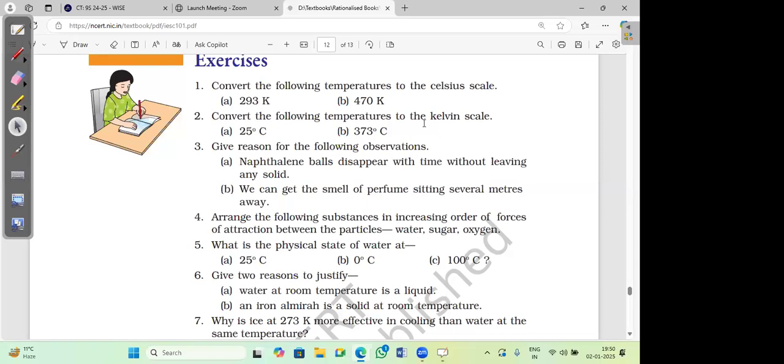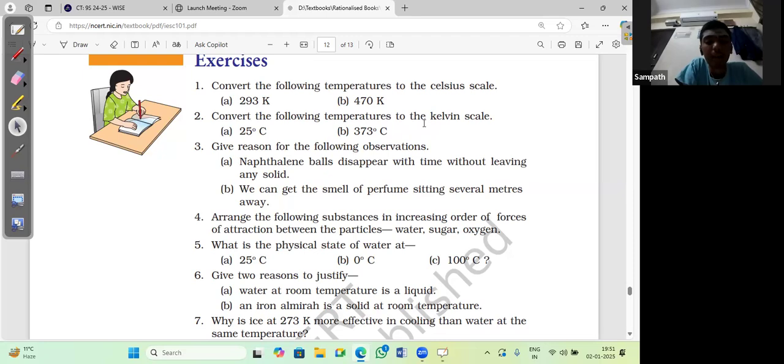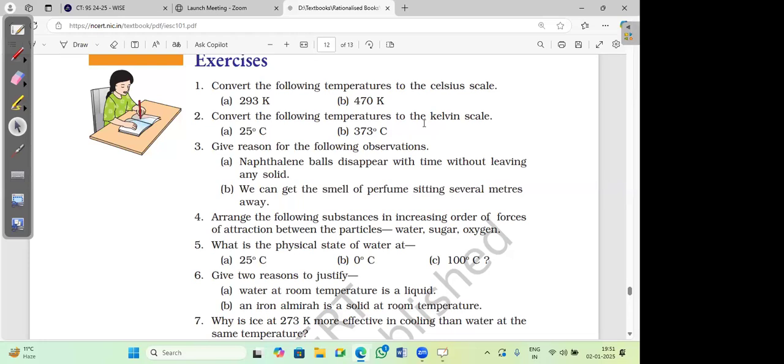Sir, it's because they sublime. Yes, Sampath? Sir, they are sublimable substances, so they undergo sublimation, which converts them directly into gas. Yes. So naphthalene balls are sublimable substances. They get converted directly from solid to the gaseous state. So that is why they disappear with time.